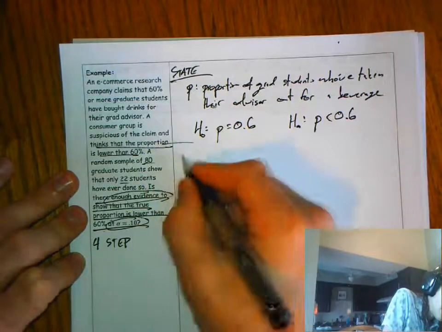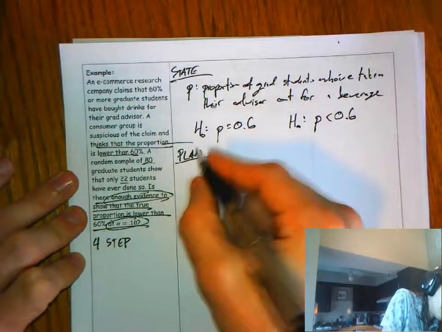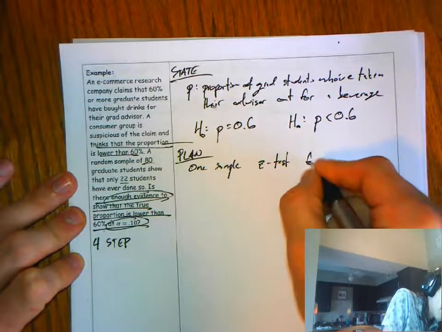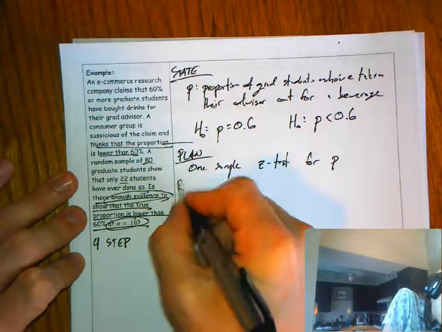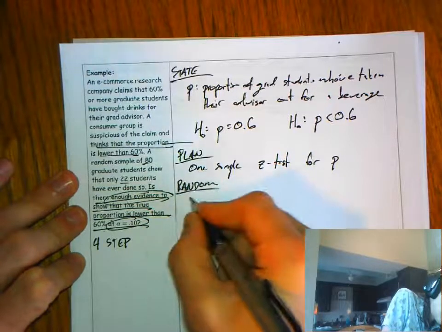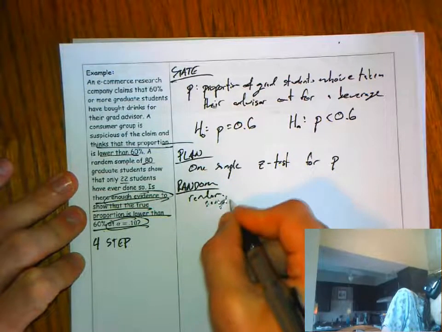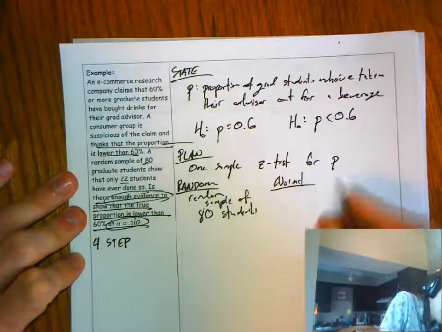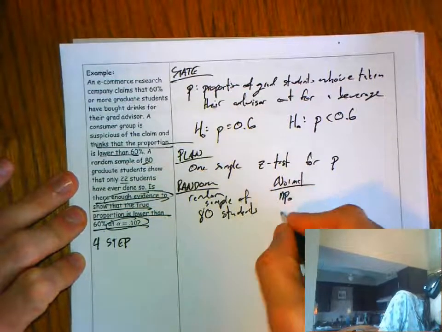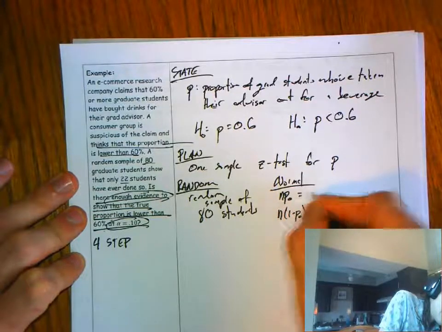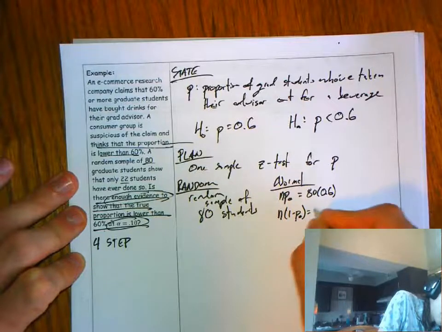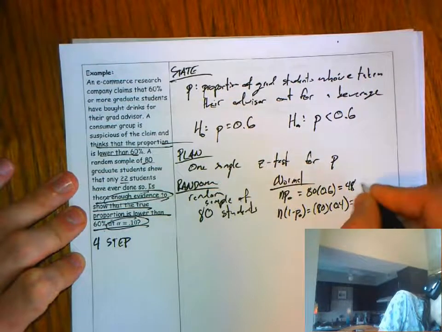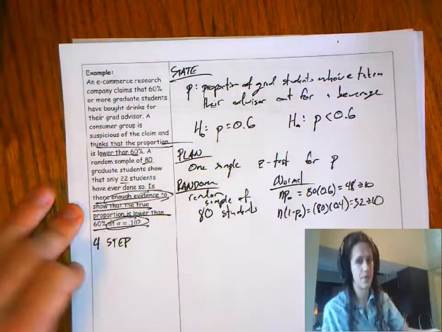So we've got our state step, our plan step. We're going to perform, well, what do we got here? We've got a one-sample Z test for p, a proportion. We've got three conditions associated with that. We've got the randomness condition: we took a random sample of 80 students. Normal: we need to check that np0 and n(1 minus p0) are at least 10. That is 80 times 0.6 and 80 times 0.4. Those are 48 and 32, both at least 10. So we've got random, normal.